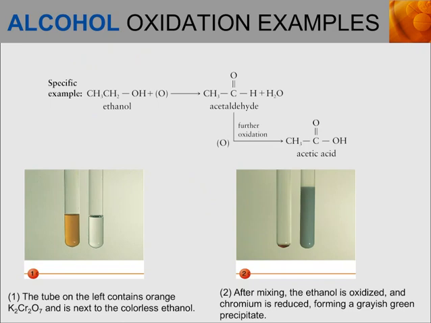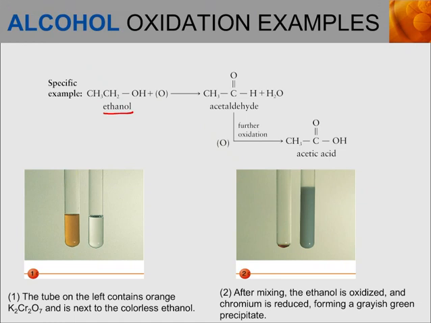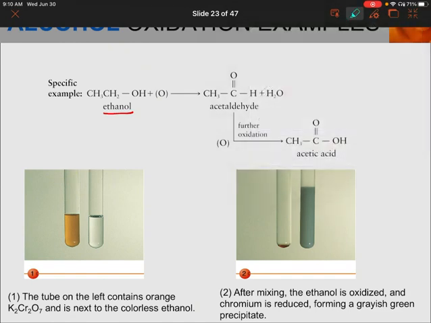Now, a specific example of this type of oxidation: let's say we start with ethanol. We have a two carbon group bonded to our OH group there, and again we're going to oxidize that. We're going to see our oxidizing agent team up with our hydrogen from the alcohol group and one of the hydrogens from the carbon that's bonded to it, and we're going to form our water molecule.